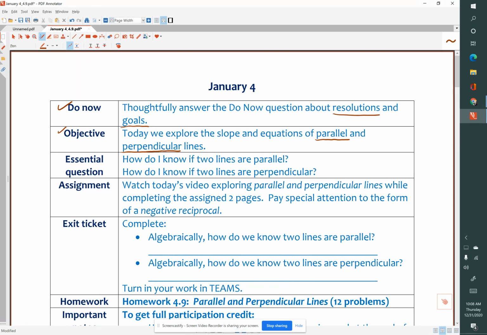And our essential questions ask, how do I know if two lines are parallel? And how do I know if two lines are perpendicular? So we will also watch our video, which explores parallel and perpendicular lines, and we'll complete the two assigned pages. Please pay attention to this idea of a negative reciprocal, and we'll be going over that. We will have an exit ticket where we will be asked to complete two thoughts. The first one being algebraically, using our algebra, how do we know that two lines are parallel? And algebraically, how do we know that two lines are perpendicular?